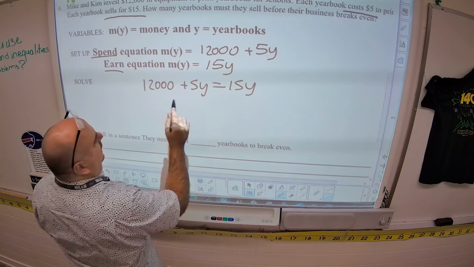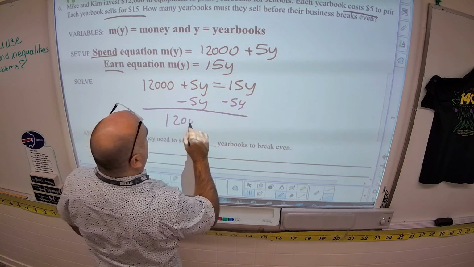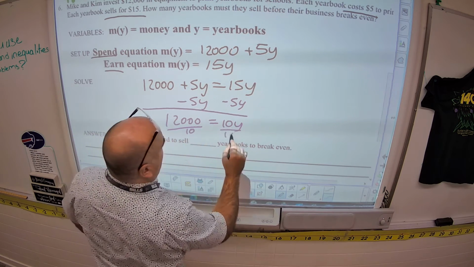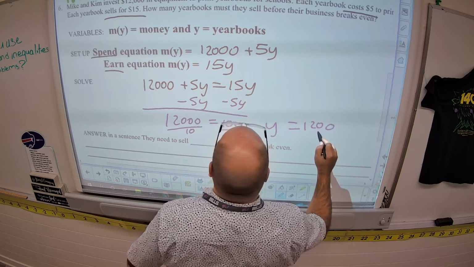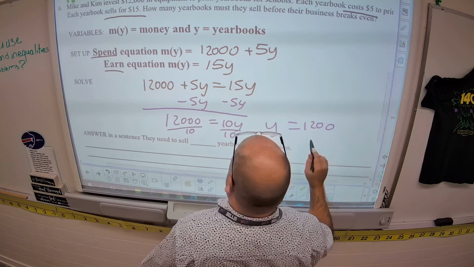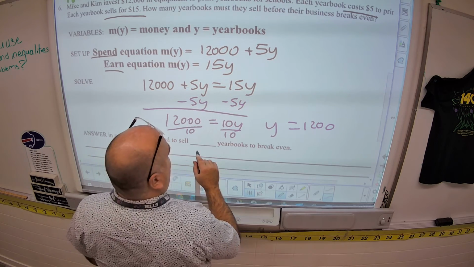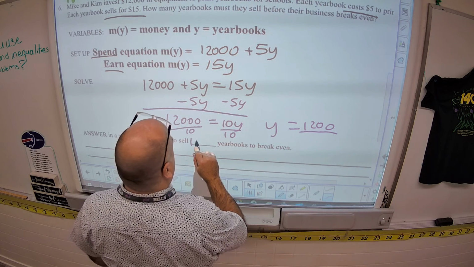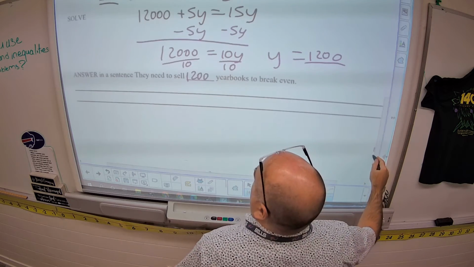I'm going to subtract 5y, and I get 12,000 equals 10y. Divide by 10, and I get y equals 1,200. I was talking to the person doing recycling. Answer in a sentence. They need to sell, and this is not in dollars, sorry. Y is yearbooks. They need to sell 1,200 yearbooks to break even. Okay.